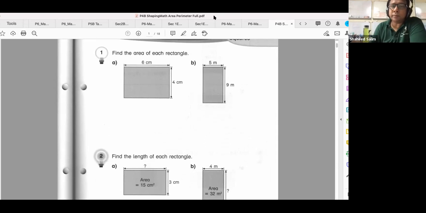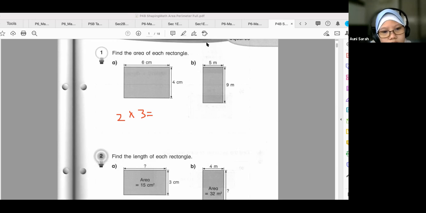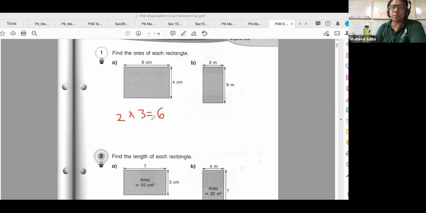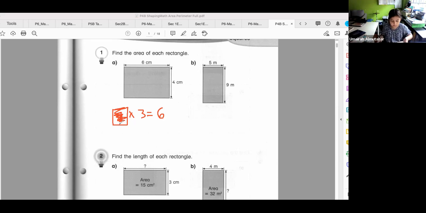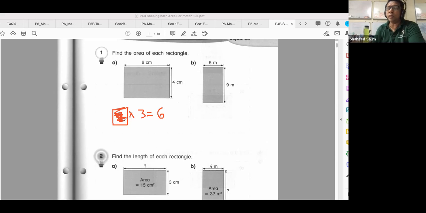So you remember, let's say if I give you something like this. 2 times 3, well done, Umaira, equals to what? Auni, 2 times 3 equals to? Which one? 6, down here, 2 times 3. If I do not know what this is, I want to find out what the number is. How can I find? I take 6 divided by 3, get 2. Well done, well done. 6 divided by 3, get 2.